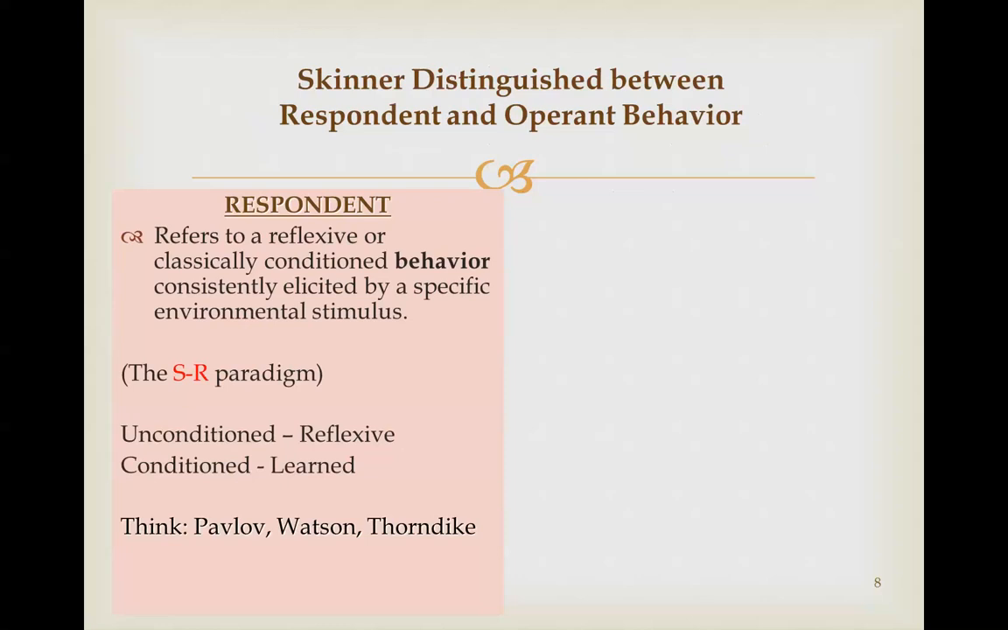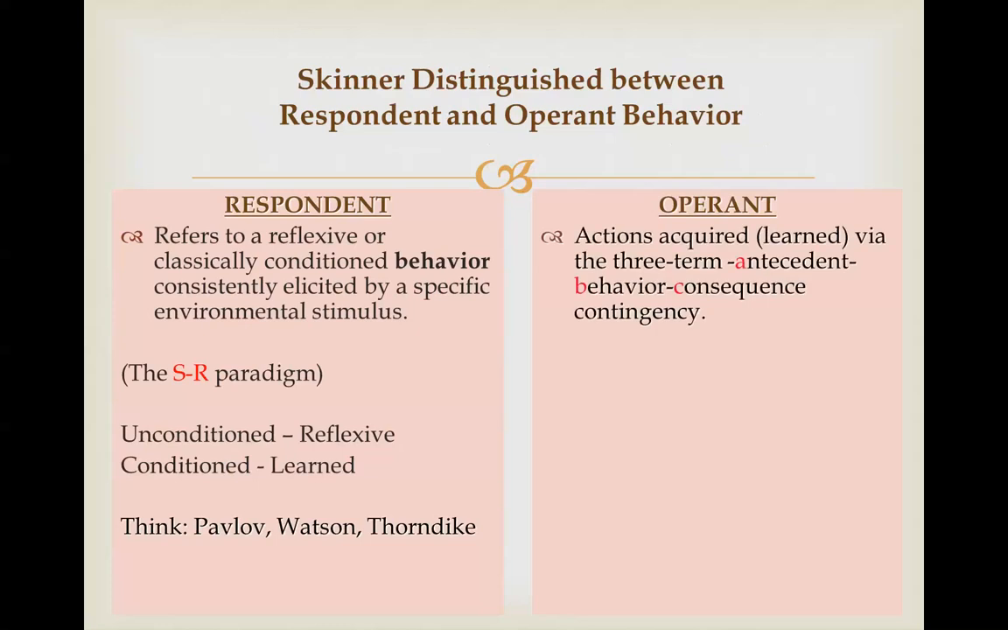Thorndike alluded to reinforcement, but it wasn't really until Skinner came along and added the consequence piece to thinking about how behavior is learned, what he called operants. This is where we, instead of just having the SR, which would be analogous to just having the AB of the ABC three-term contingency, had operants: behaviors or actions acquired or learned via the three-term contingency.